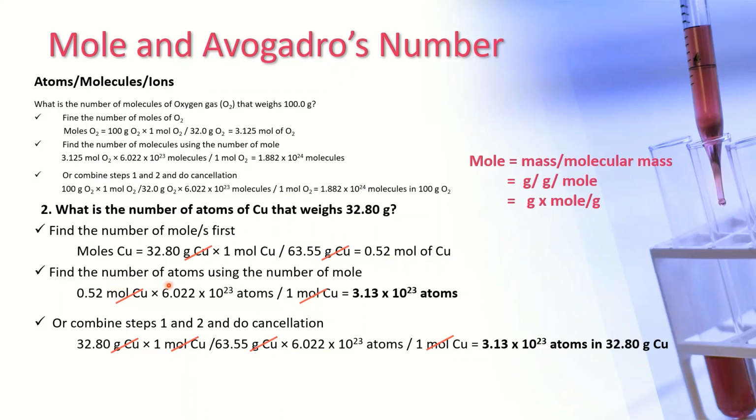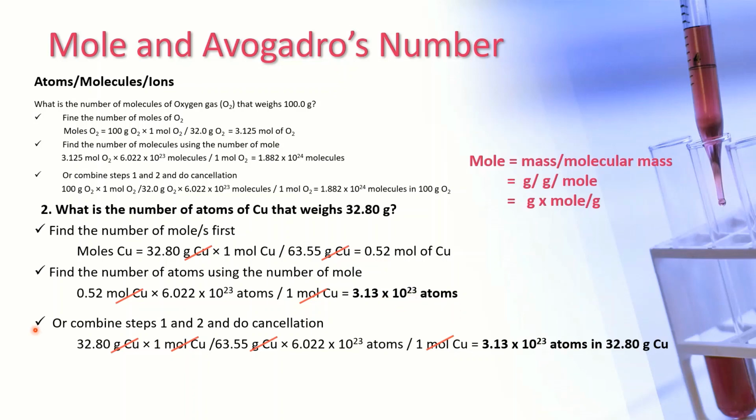Find the number of atoms using the number of moles. So 0.52 mole copper times the Avogadro's number per mole copper. You cancel mole, you're left with atoms. So you have 3.13 times 10 to the power of 23 atoms.